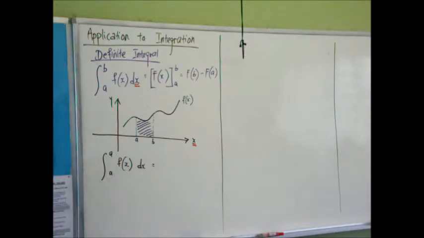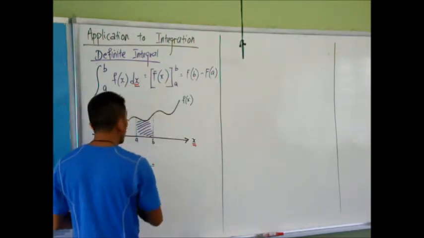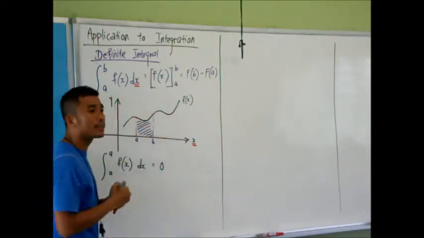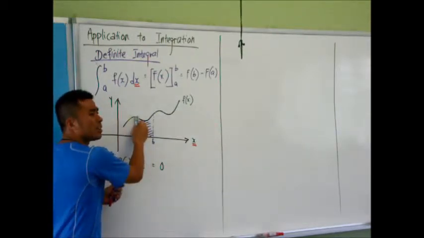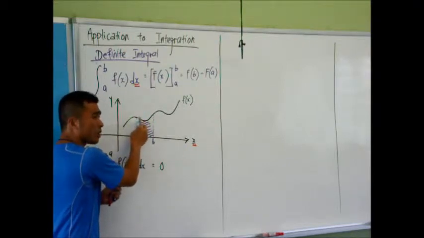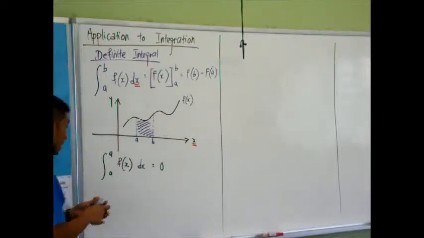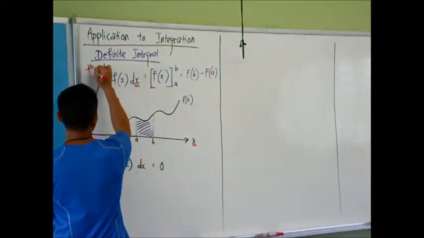What is this result going to give you? 0. How can you know it's 0? Very good. You substitute A. You substitute A again. What is the outcome here? 0. And why is this 0? Make a very good guess. If I start from A, I end at A. Any area? It's just a straight line, right? Can I measure any area? So there's no area over here. So it's equal to 0. Okay, this is a very important result.